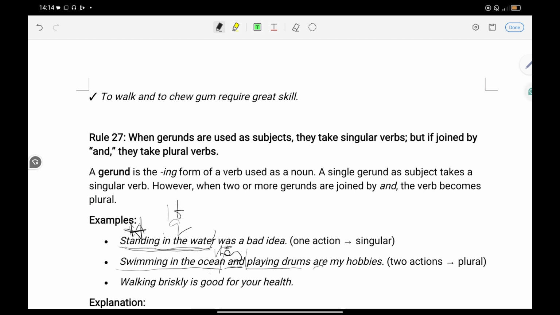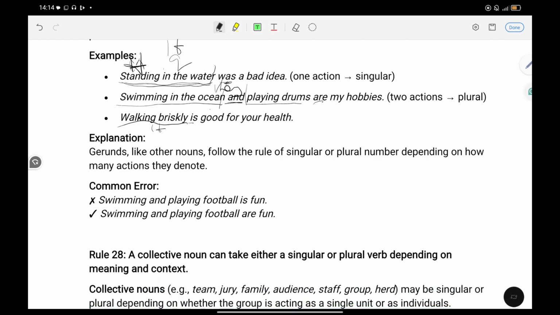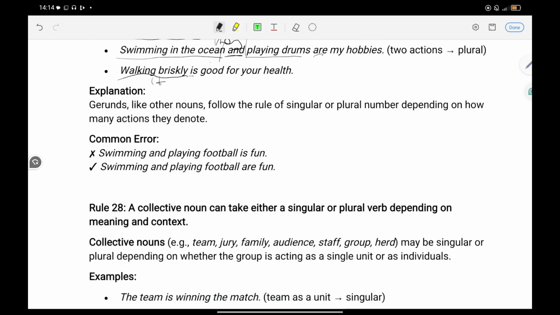Walking briskly is good for your health. So something is good for your health. So you can just say "it is good for your health." So it aligns, it must agree with the verb is. So you can have a sentence like "swimming and playing football is fun." That's wrong because swimming and playing football are separate activities, which means they have to be considered as plural.